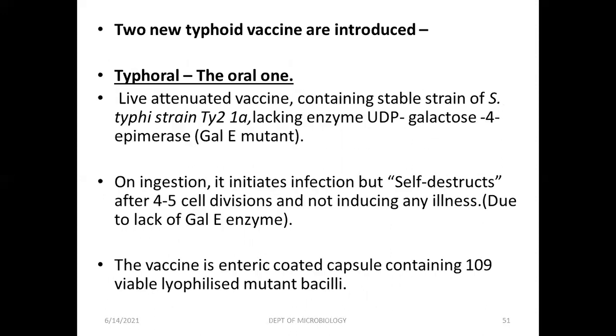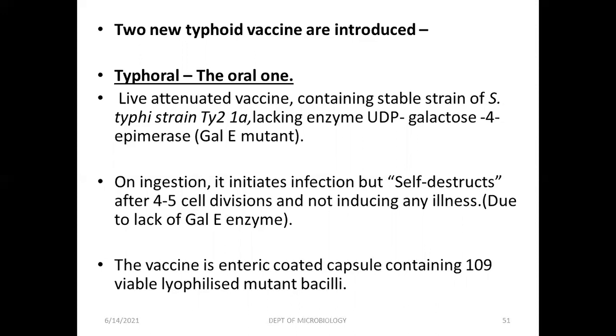Two newer vaccines are introduced. Typhoral, the oral one, is a live attenuated vaccine containing stable strains of Salmonella typhi strain Ty21a, lacking the enzyme UDP galactose 4 epimerase. On ingestion, it initiates infection, but self-destructs after 4 to 5 cell divisions, not inducing any illness. This is because of the lack of galactose 4 epimerase enzyme.